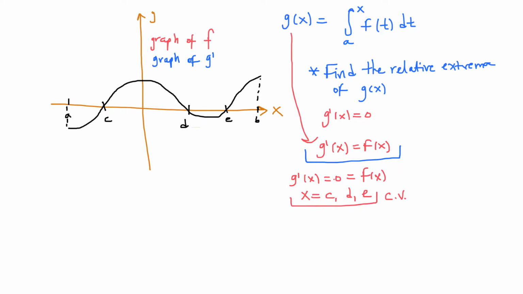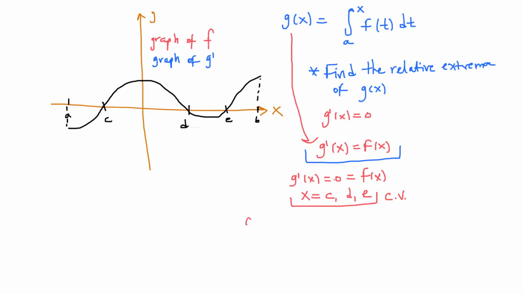So then out of C, D, and E, we should be able to find relative extrema. What would you say happens at C? Is C going to give us a relative max or a relative min? Well, at C, g prime, which is the same as f, is changing from negative to positive. So from negative slopes to positive slopes. Wouldn't you call that a minimum?